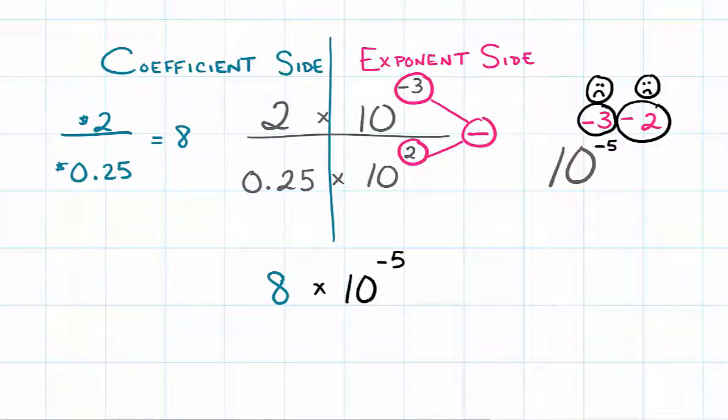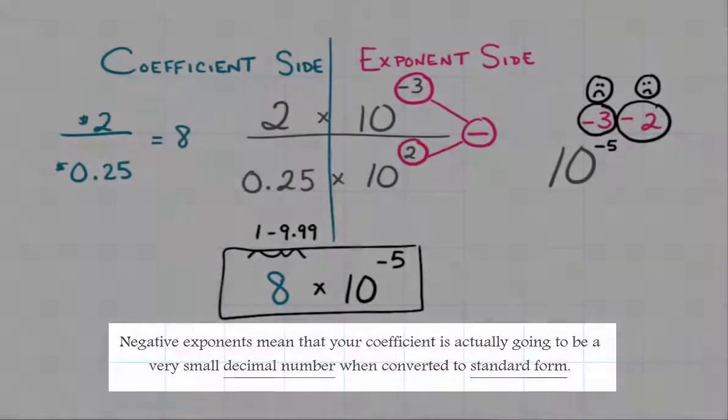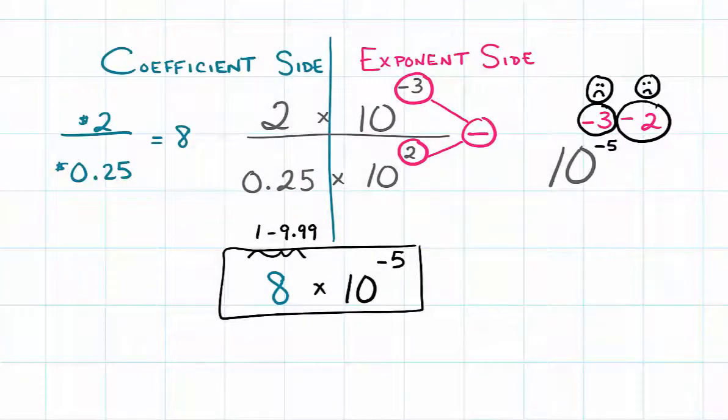Now this is in scientific notated form because 8 does fall as a coefficient between 1 and 9.99, between $1 and $9.99. But what do negative exponents actually mean? Well, if we were going to put this answer in standard form, it means that we would move our place values in the opposite direction. We would move to the left. And so we would have 5 place values after the 8. Now, people make mistakes here because they don't count the 8 as a place value, and you're supposed to.